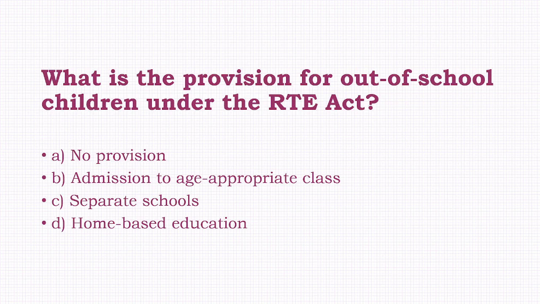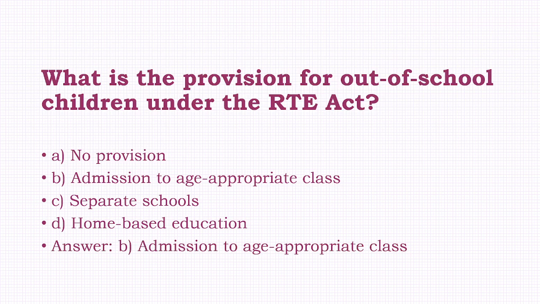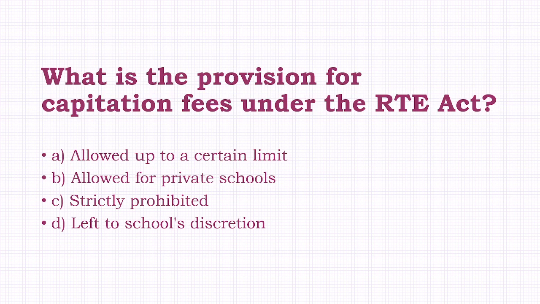What is the provision for out of school children under the RTE Act? Option: no provision, admission to age appropriate class, separate school, home-based education. Answer of this question is option B, that is admission to age appropriate class. What is the provision for capitation fee under the RTE Act? Option: allowed up to certain limit, allowed for private school, strictly prohibited, left to school's discretion. Answer of this question is option C, that is strictly prohibited.